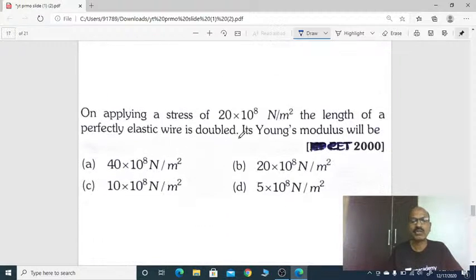Let us go for the next one. On applying a stress given in Newton per meter square, the length of the perfectly elastic wire is doubled.